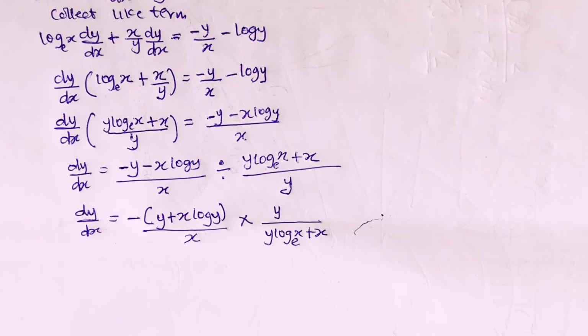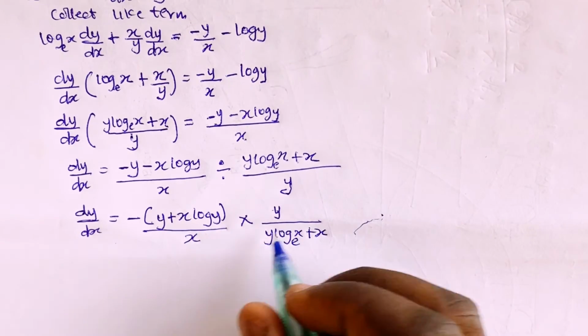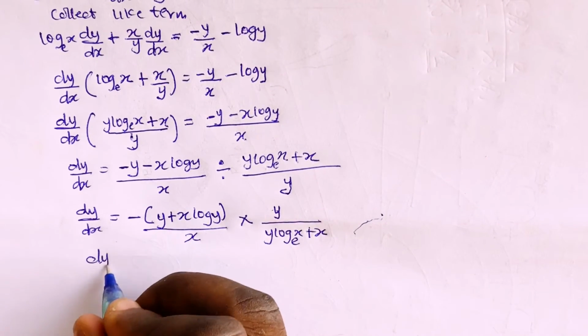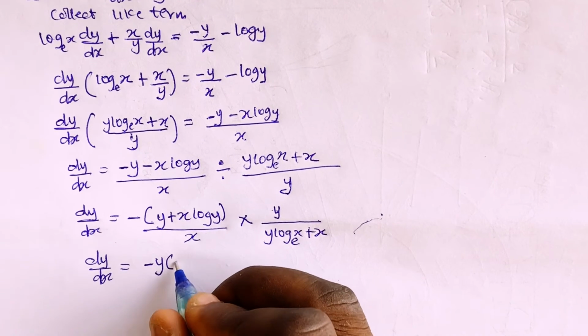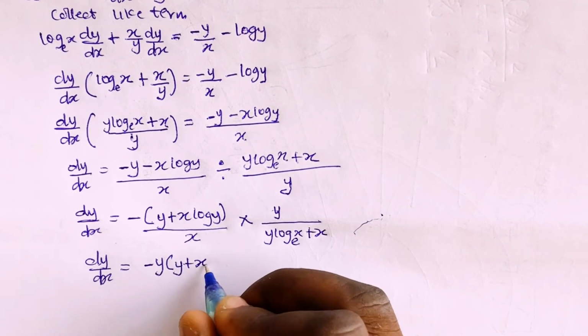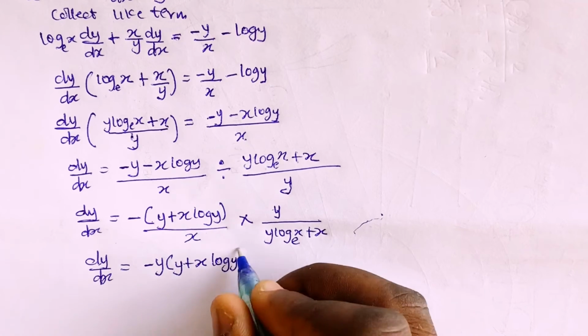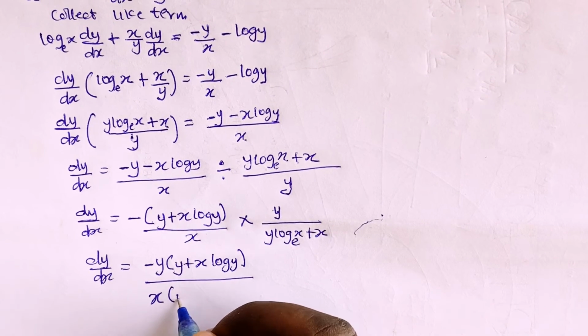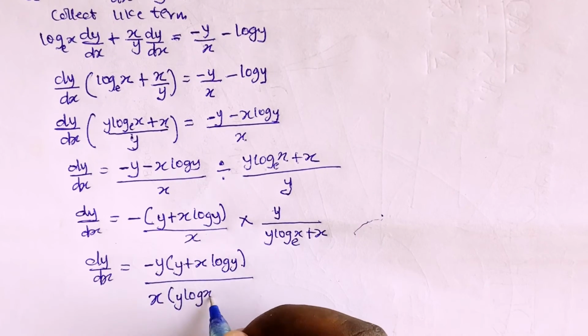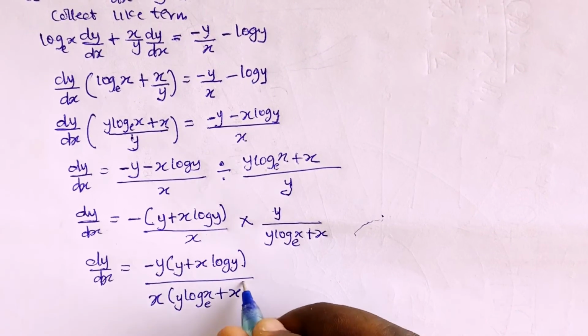So now in this case, let's multiply this. So this will come multiplied by this. Just multiply. That's dy over dx equals to minus y into brackets y plus x log y, right? Divided by x into brackets y log x base e plus x. Can you see it now?